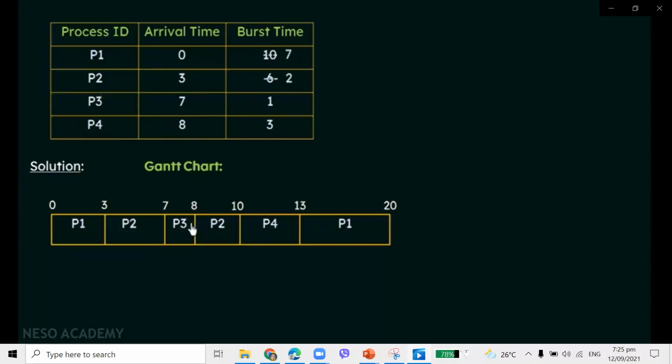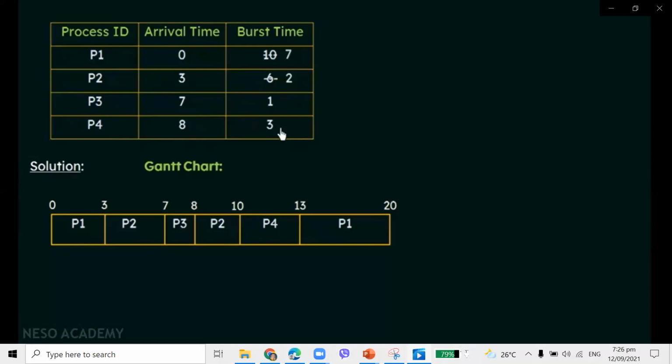So we see that after P3 releases the CPU at the 8th millisecond, P2 gets the CPU. And how long will P2 execute? It will execute for 2 milliseconds because that is its remaining burst time. So P2 executes from 8 to 10 milliseconds, and after that P2 will release the CPU. And who is the next one that will get it? The remaining processes that we have are P1 with a burst time of 7 milliseconds and P4 with a burst time of 3 milliseconds.